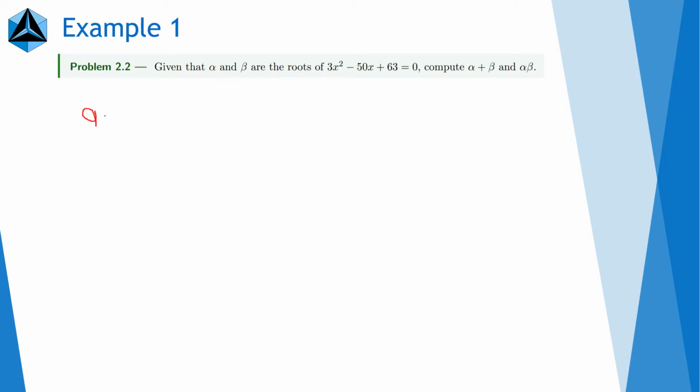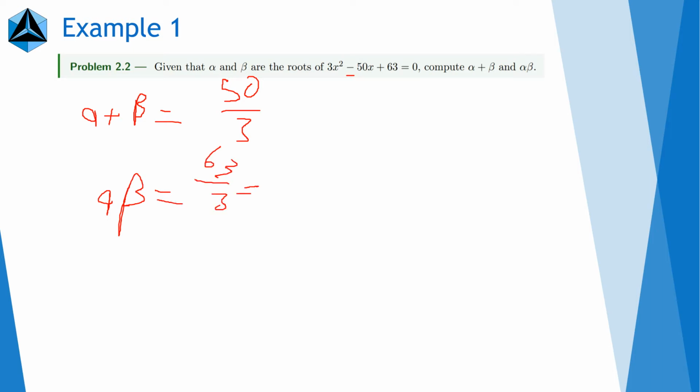So alpha plus beta, if we just apply Vieta's formula directly, we get that it's equal to 50 over 3, because the negative here cancels out with the negative in the formula. And then alpha times beta is equal to 63 over 3, which is equal to 21. So yeah, that's a pretty quick application of Vieta's.